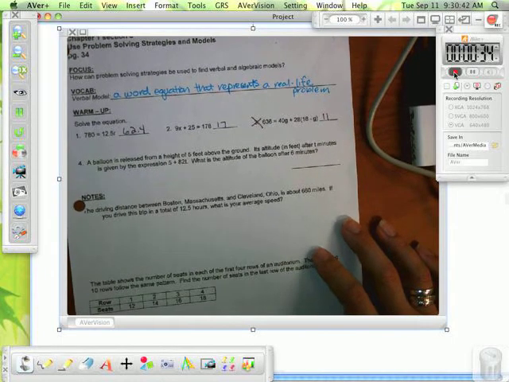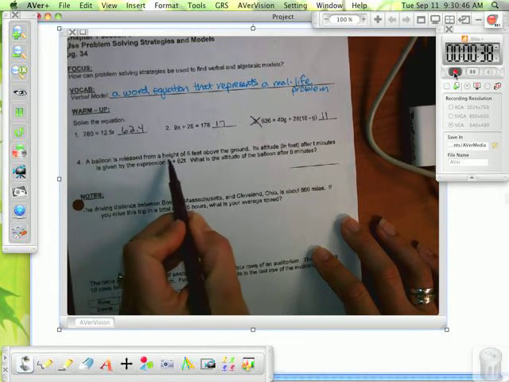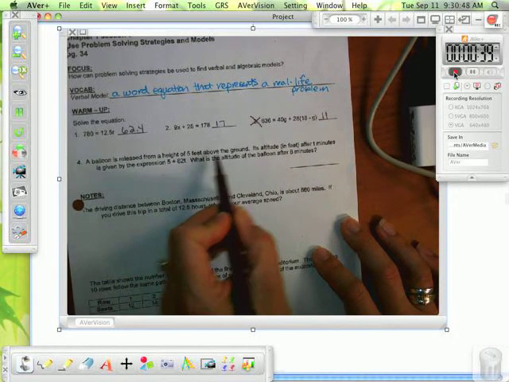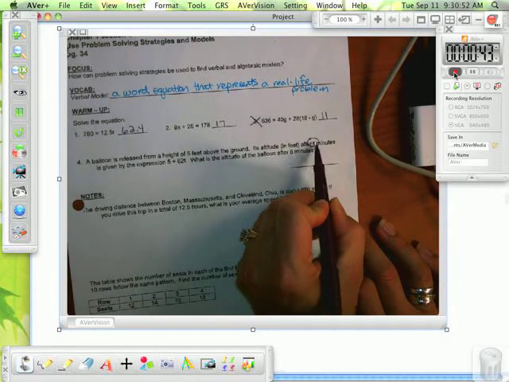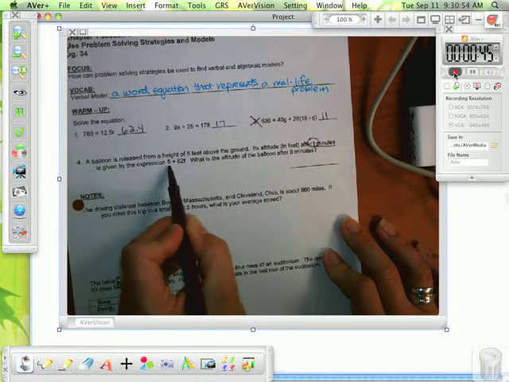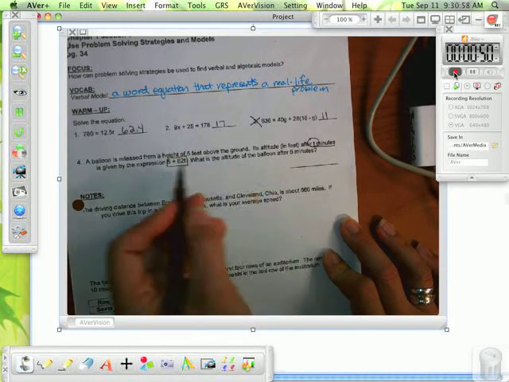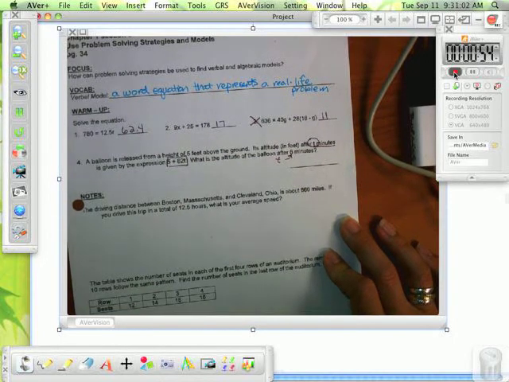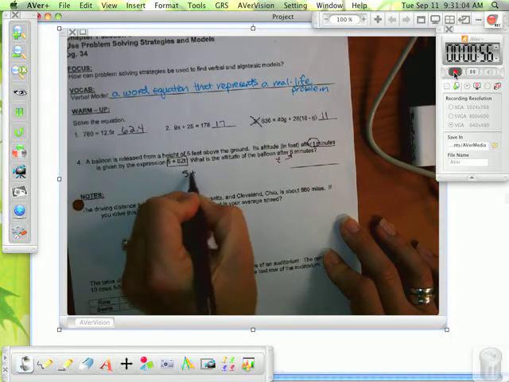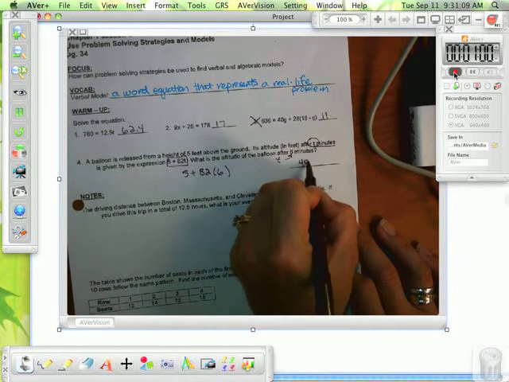And then this one, I hope you didn't think too much about. It says a balloon is released from the height of 5 feet above the ground. Its altitude in feet after t minutes, so t is minutes, is given by this expression. What is the altitude of the balloon after 6 minutes? They're giving me t, aren't they? So all I got to plug in is 6, and get 497 feet.